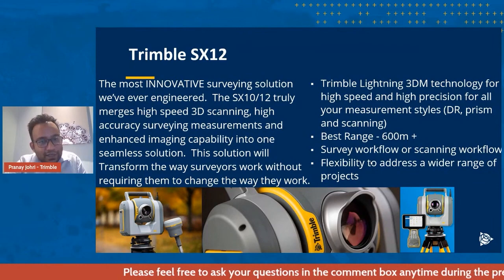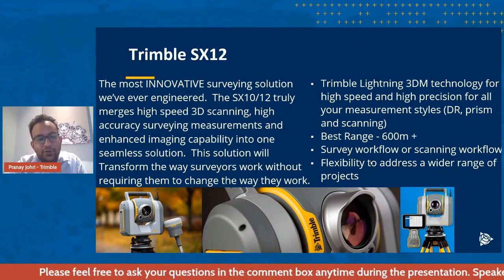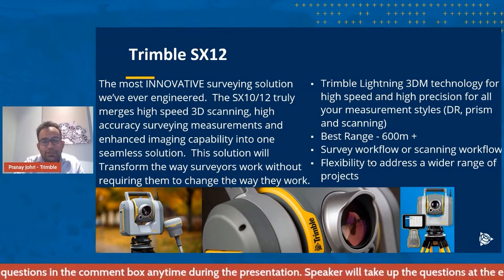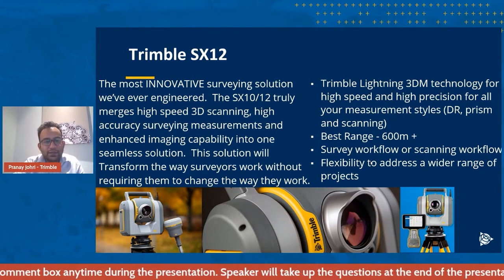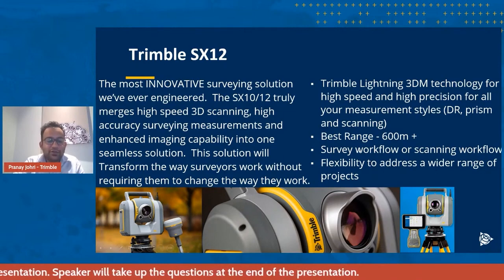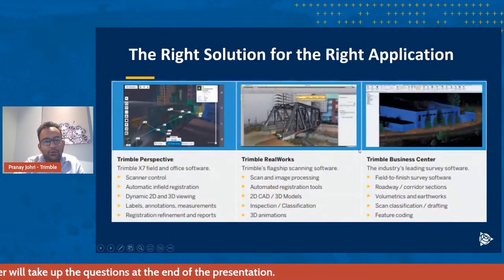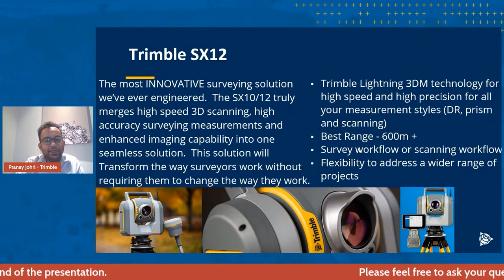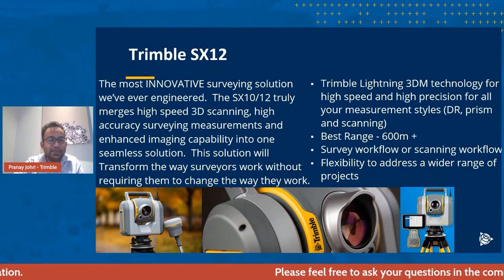So this is another scanner, which we call the Trimble SX12. It has a range of 600 meters plus, and it is a combination of a total station and a laser scanner. You can use it as a total station, or as a laser scanner. Where the need arises, if you need one-point surveys, you do one-point surveys. Where you need a full-fledged detailed scan, then you use the laser scanning in this.